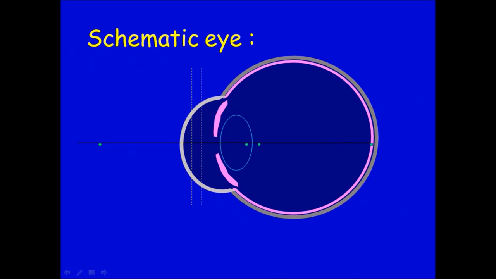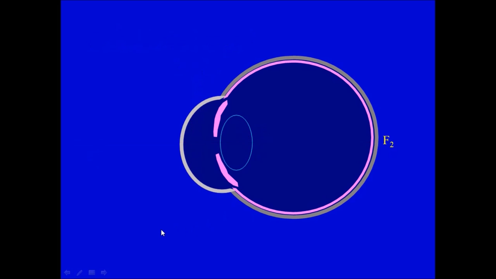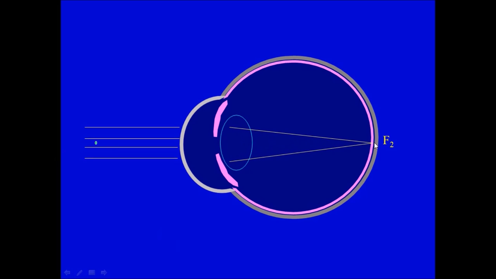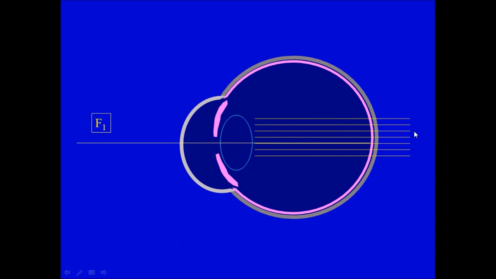Now, if I apply this to the eye, this is the first example, what we call the schematic eye. The schematic eye has an anterior focal point and a posterior focal point, and these are the two principal planes. They are behind the cornea in the anterior chamber. And we have two nodal points, one in front of the back surface of the lens and the other behind the back surface of the lens. So parallel rays from a very far object will be focused here on F2. If parallel rays come from behind, they will focus here on F1.